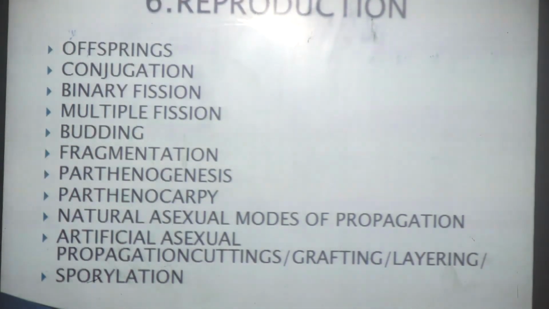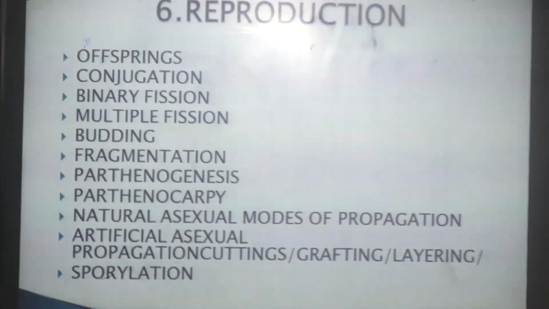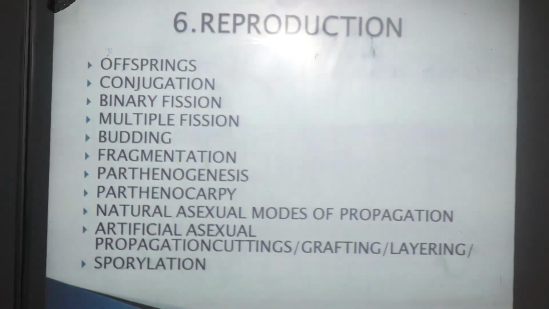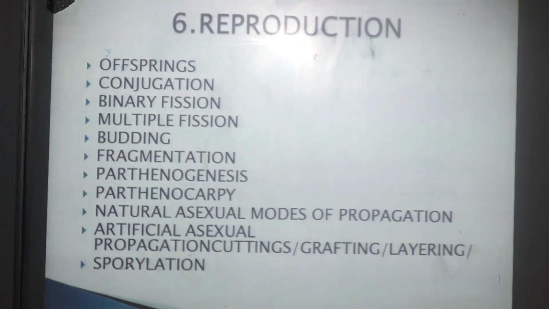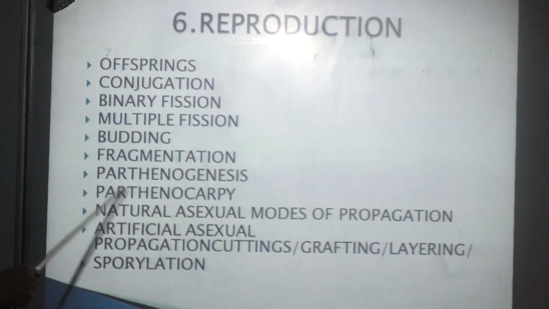What is multiple fission? Only one single individual multiplies into many. That means one amoeba forms a cyst-like structure. In that cyst-like structure, many fissions take place, and after the cyst breaks, more than two daughter amoebae are produced. That particular type of fission is called multiple fission. Then budding. This budding is very famous in yeast. What is fragmentation? Fragmentation means a piece of that organism, when provided with favorable conditions, develops into a new organism.